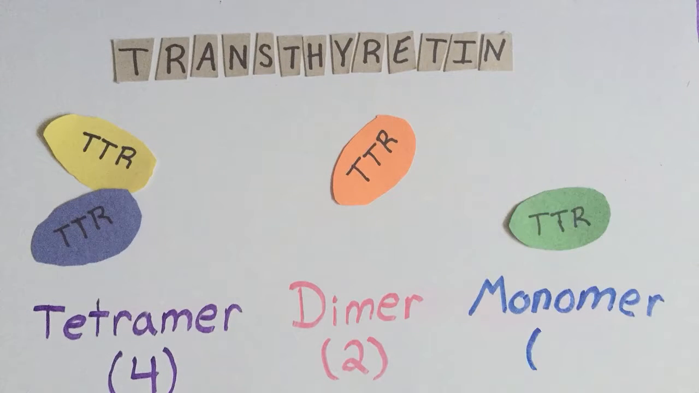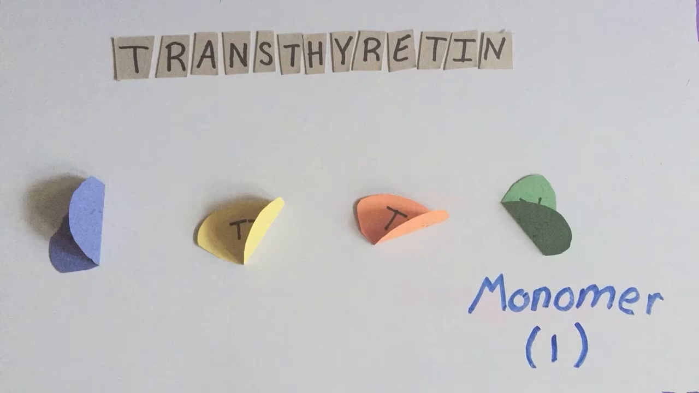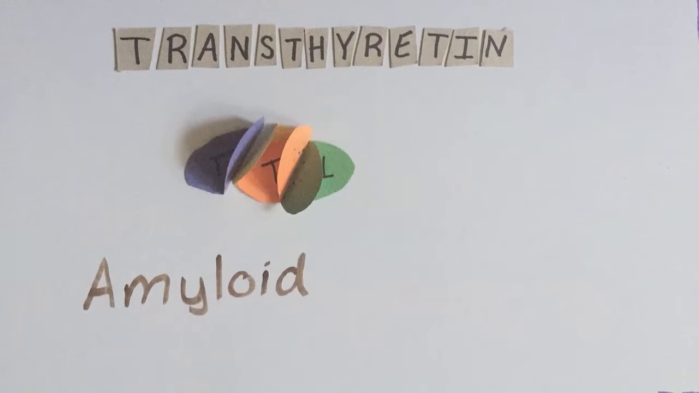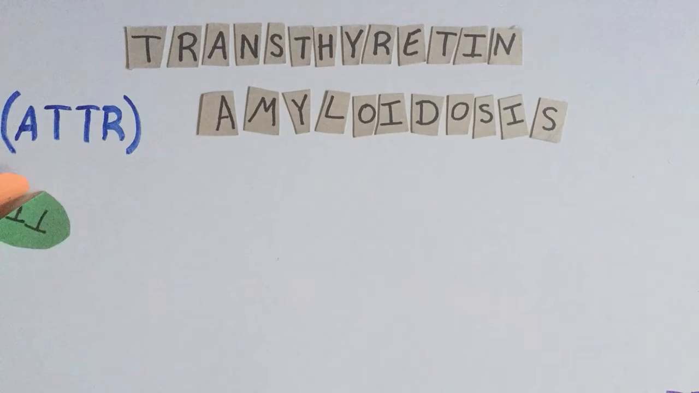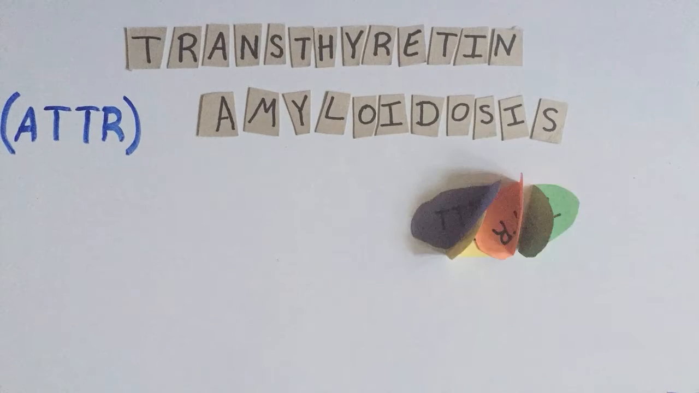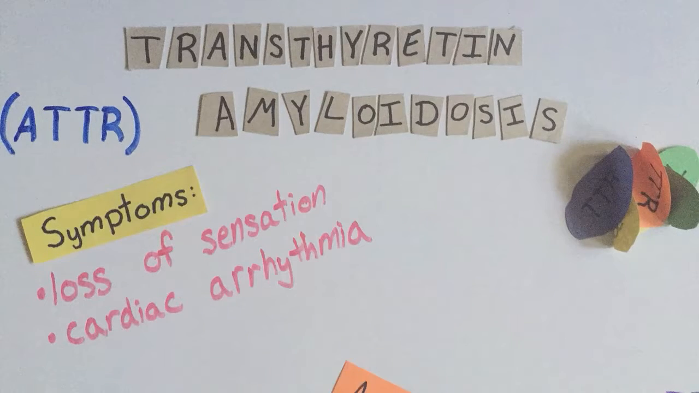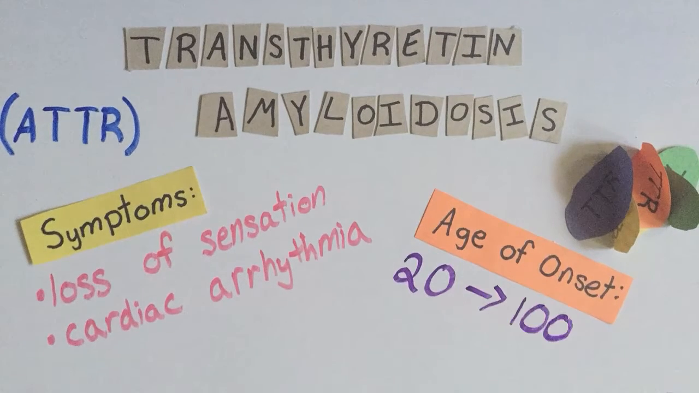When acting as a monomer, transthyretin is unstable and has the potential to misfold. Should enough monomers misfold, amyloid is formed as a tight aggregation of multiple misfolded beta sheets. Transthyretin amyloidosis, ATTR, is a disease associated with these amyloids. Symptoms range from loss of sensation in limbs to cardiac arrhythmias. The age of onset can range from 20 to over 100.